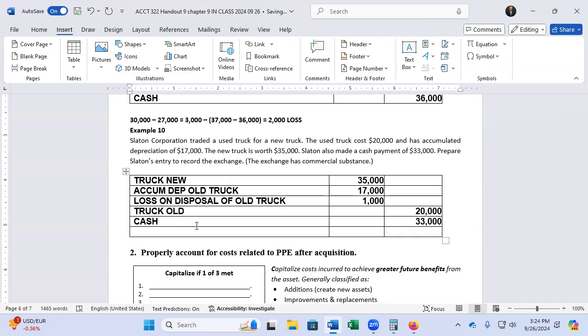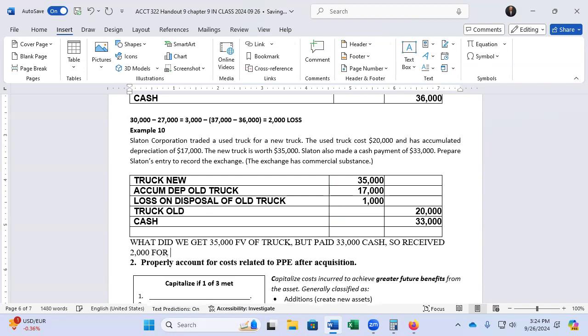And again, you want to think about, okay, what do we get? In this case, we had 35,000 fair value of truck, but paid 33,000 cash. So received 2,000 for a vehicle with a book value of 3,000, which is 20,000 minus the 17,000.